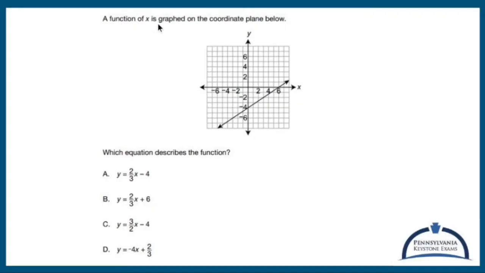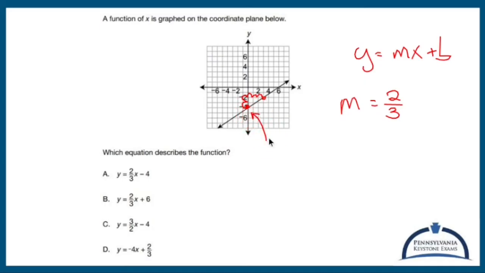A function of x is graphed on the coordinate plane below. All right, so y equals mx plus b, because clearly that's what they want me to do here. Which equation describes the function? So m is the slope. I know you may have to zoom in a little bit. I'm going to pick 2 dots that appear to represent the slope. It's a positive line, so my slope appears to be going up 1, 2 over 1, 2, 3. Positive 2 over 3 is my slope.